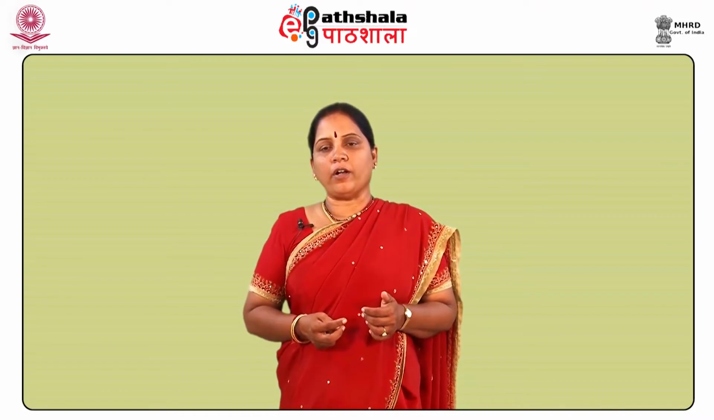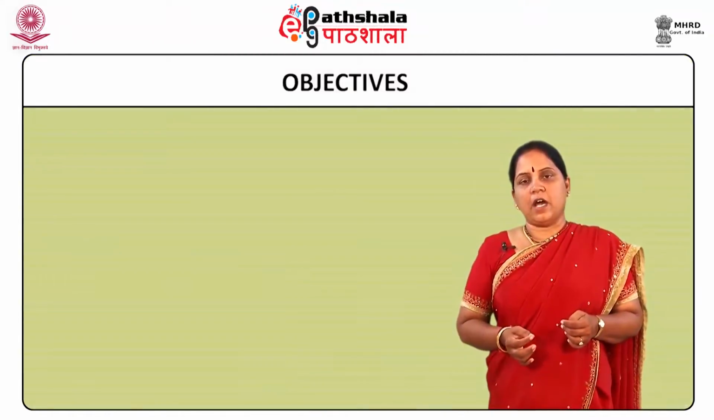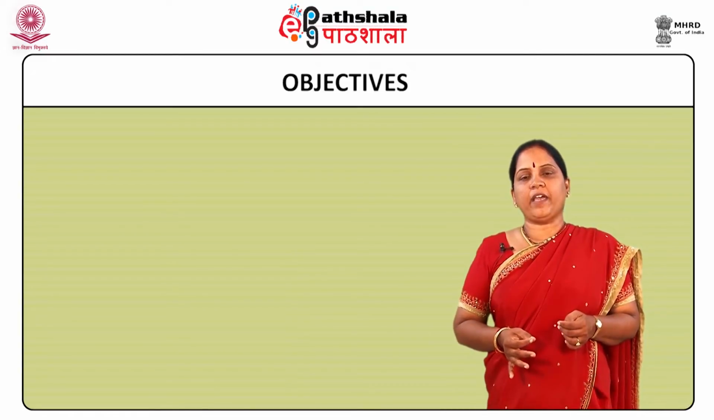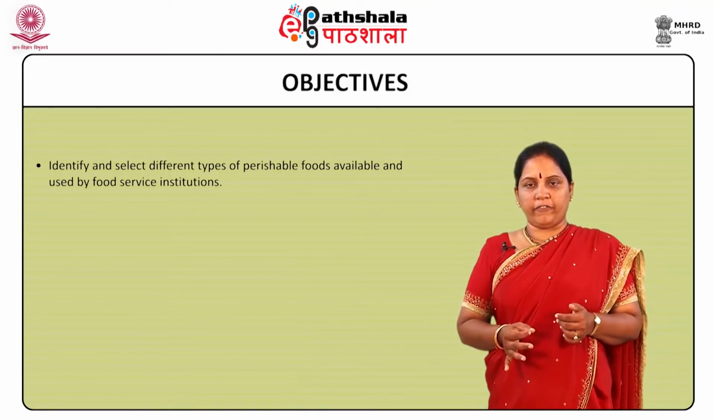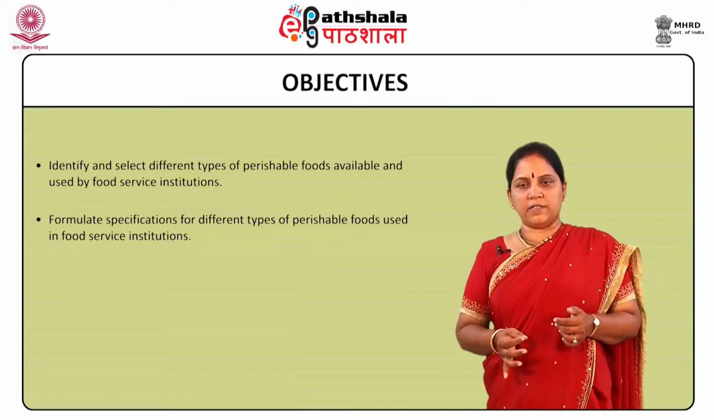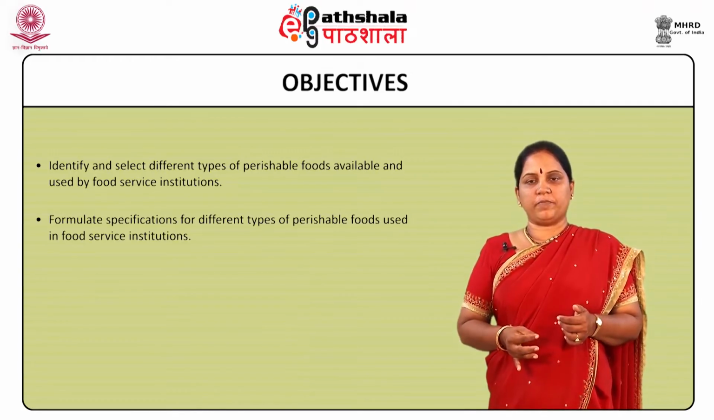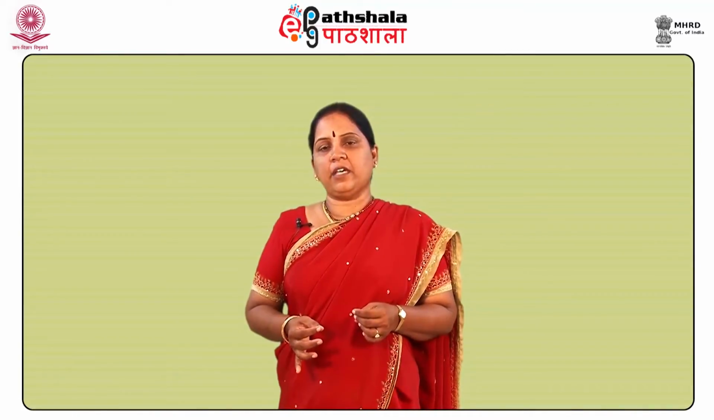Standard purchasing specifications are documents that are drawn up for every commodity describing exactly what is needed for the establishment. Objectives. At the end of this lesson, you will be able to identify and select different types of perishable foods available and used by food service institutions and formulate specifications for different types of perishable foods used in food service institutions. Now let us see what are standard purchasing specifications.